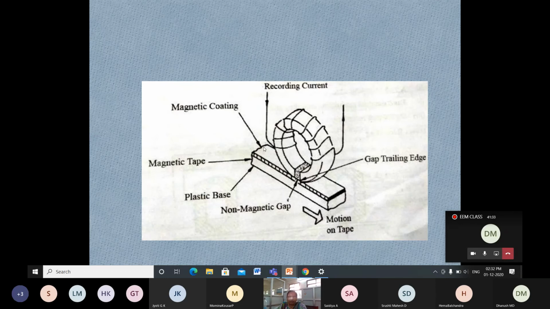Here there is a magnetic coating, this layer, a gap, a trailing edge, and the motion of the tape. It keeps rotating, and when it is recording, we start recording the information. It may be a song, a speech, anything. In terms of current, it is recorded. Then there is a non-magnetic gap in this case. Then this is the plastic base and magnetic tape. On the magnetic tape, using the magnet, we start storing or recording the information of any application. That's what magnetic tape recording is about.